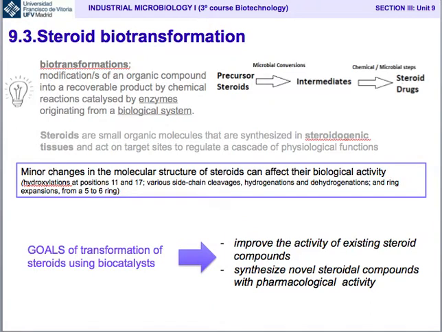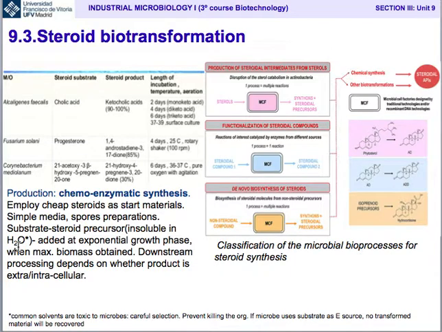The goals of these transformations are mainly to improve the activity and the traits of the already available compounds, and as a source of new steroidal compounds. We will see that the microbial processes for steroid synthesis described to date are mainly three. Microbes can be used as a source to produce intermediates, called synthons, and these intermediates will be used later as key precursors to produce final steroids.